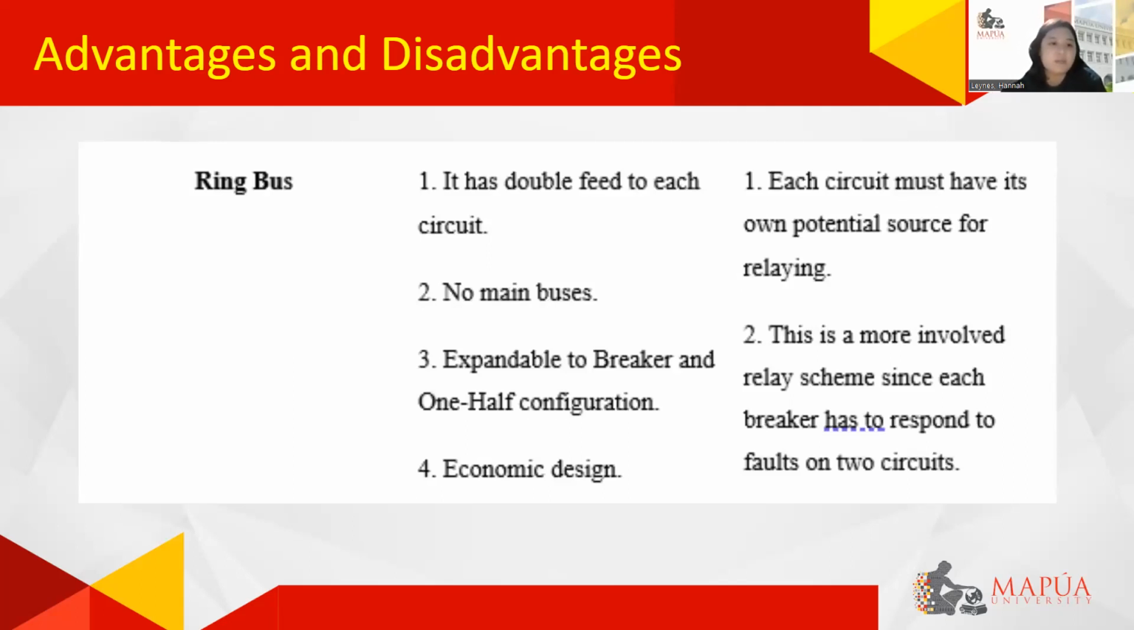Next is the ring bus. It has double feed to each circuit. It has no main buses, can expand to breaker and 1/2 configuration, and has an economic design. However, the disadvantages are that each circuit must have its own potential source for relaying, and it is a more involved relay scheme since each breaker has to respond to faults on 2 circuits.